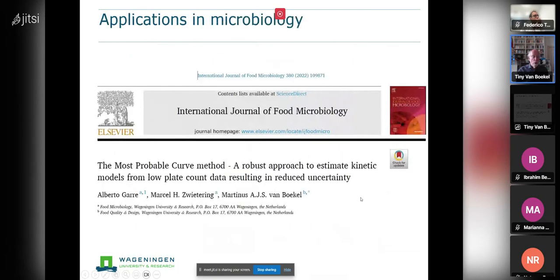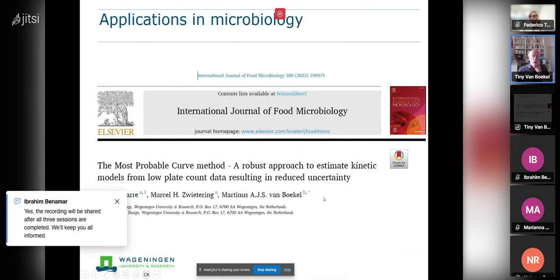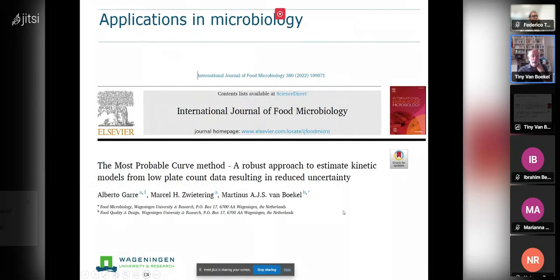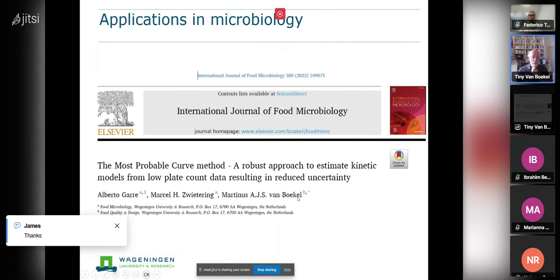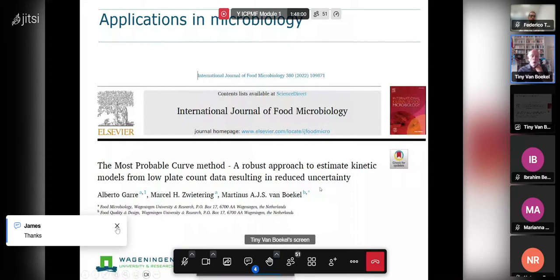Another one is from Alberto Garra, who was a postdoc at our microbiology lab in Wageningen. Marcel Zwietering was the professor of food microbiology, and myself, where we also used this negative binomial to estimate low plate counts, and we have called that the most probable curve method. There's no time to explain all this, you can look it up yourself.